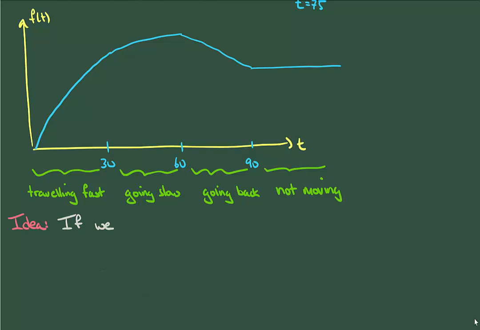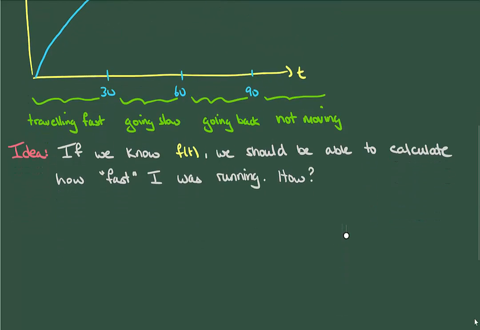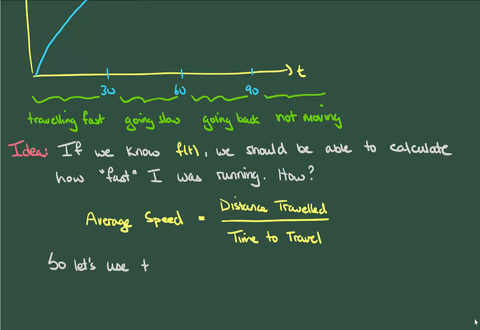To this latter point, the idea is that if we know f of t for all t, I should be able to find my speed at any given time. But how do we go about doing this? Well, recall that we can compute the average speed by looking at the total distance that we've traveled and dividing by our total time in transit. For example, if we travel 100 kilometers over 2 hours, that's an average of 50 kilometers an hour. We'll use the average to approximate our speed.